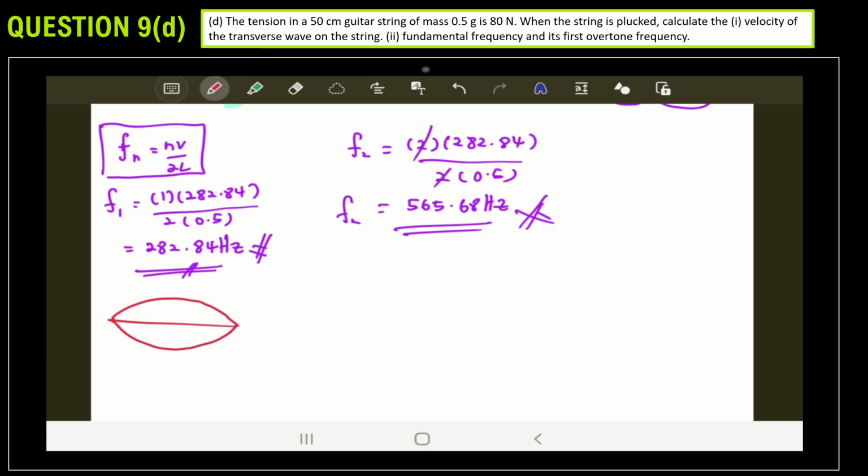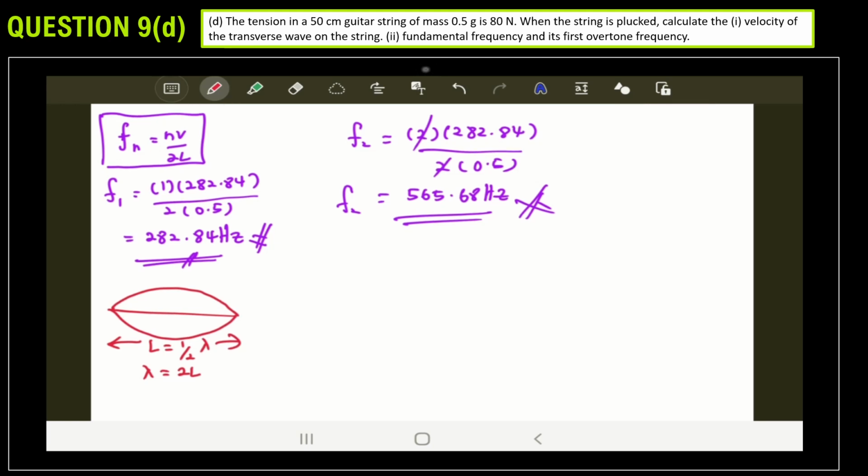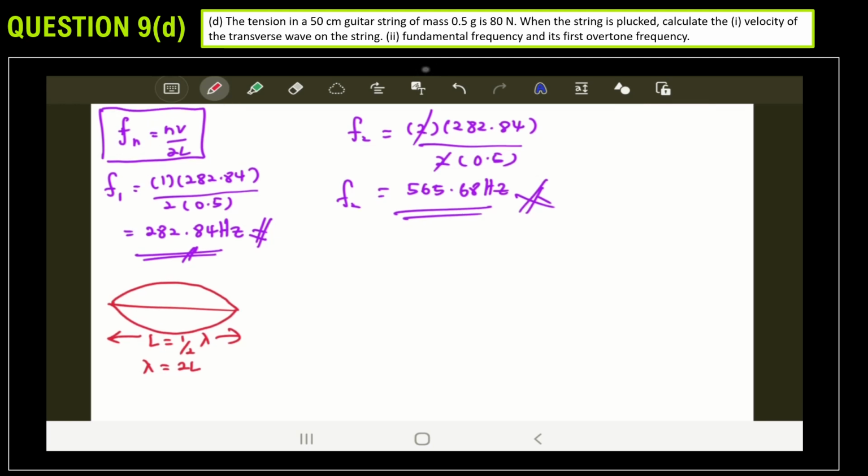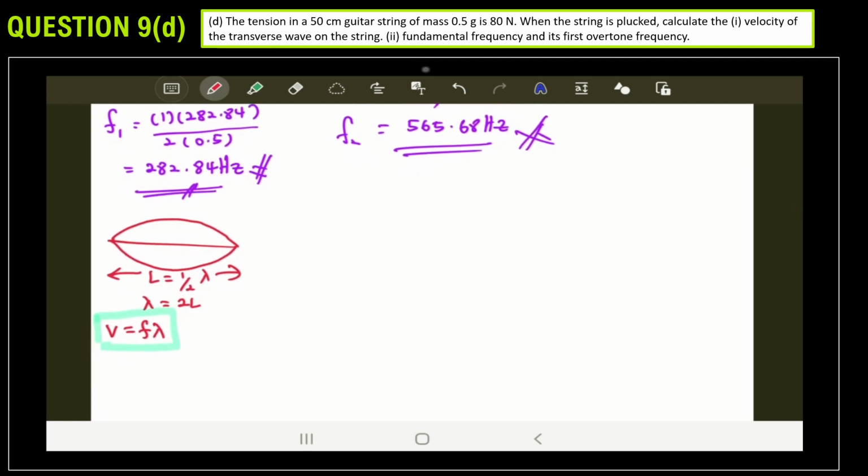Okay, and this is half lambda. So here we can write L is equal to half lambda, and therefore lambda is equal to 2L. Now, since you know that V is equal to F lambda, finally you can find F1 is equal to V over lambda.